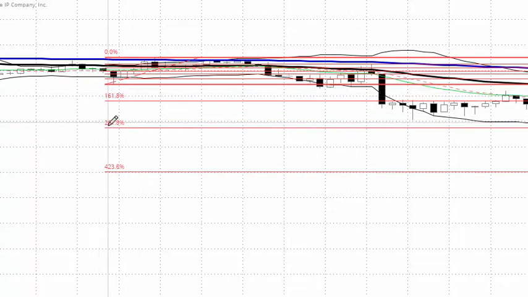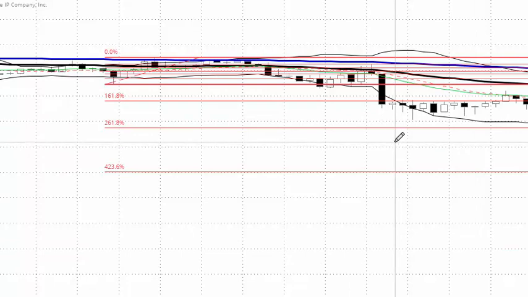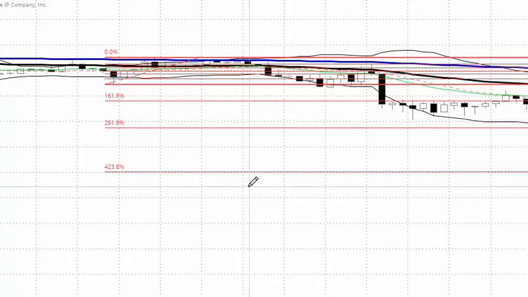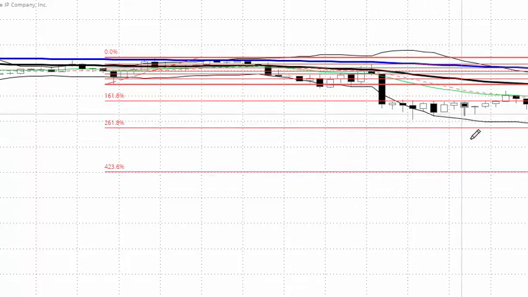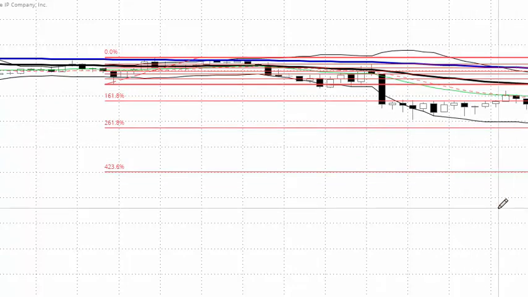And because that's now, if I had pulled a big wide channel, I'd probably be looking at my 161 and 261.8 as a target. Because this is so skinny, I'm looking at my 423.6. I think we got 50 pips this day. Let me see. We are at 20, 40, 60 pips, 65 pips on this day.